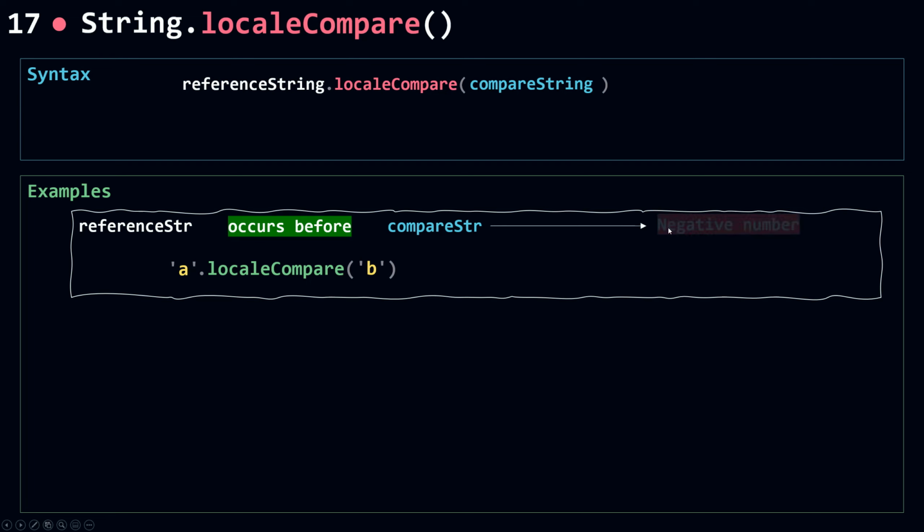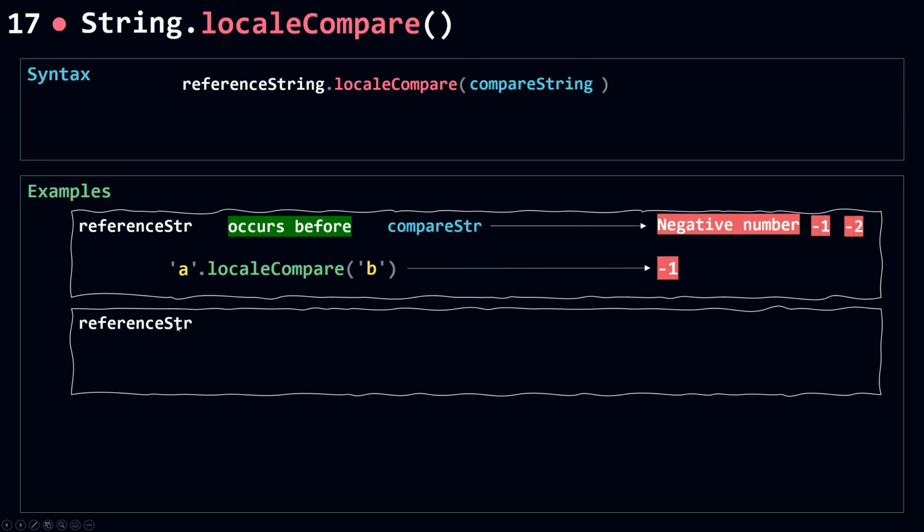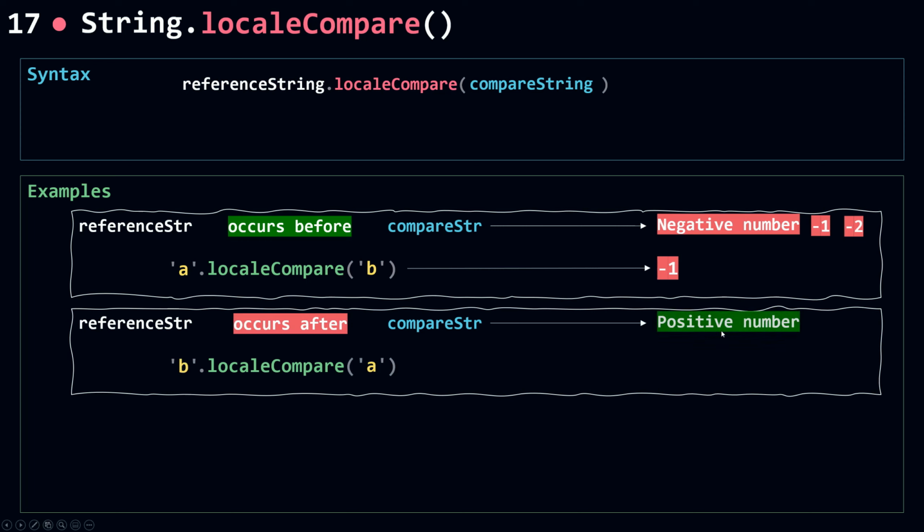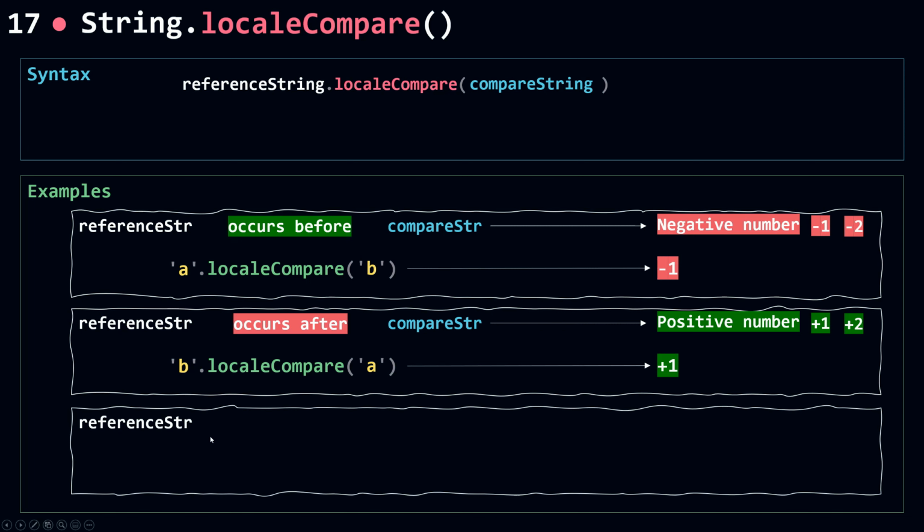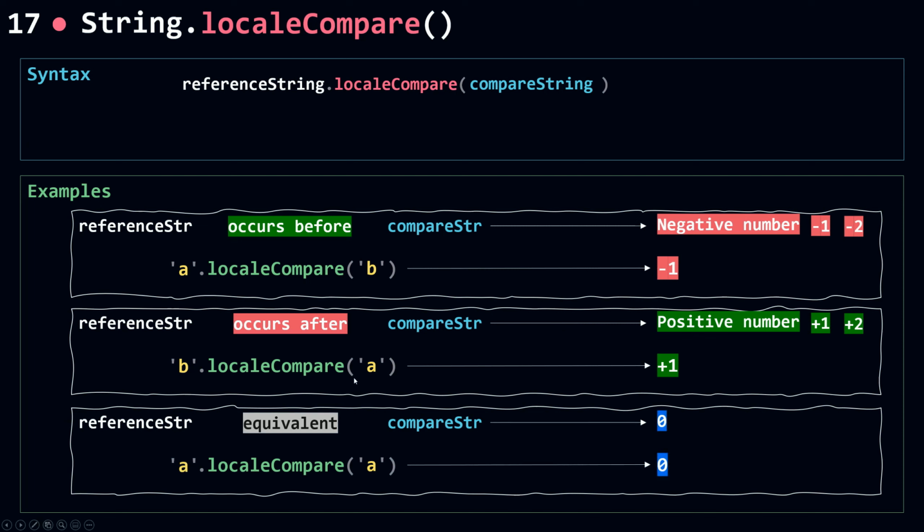In this case, it will return a negative number. So for some browsers, it can be -1, and for others, it could be -2 or even -3. So in general, a negative number when the reference string occurs before compare string. Now, when the reference string occurs after compare string, for example, B and A, if I call localeCompare, this time I'll get a positive number, +1 for some browsers and +2 for others, or even +3. And when the reference string is equivalent to the compare string, for example A and A, in this case I will get 0. So localeCompare compares two strings and it returns a numeric value: a negative number when the reference string occurs before compare string, a positive number when reference string occurs after compare string, and 0 when the reference string is equivalent to compare string.